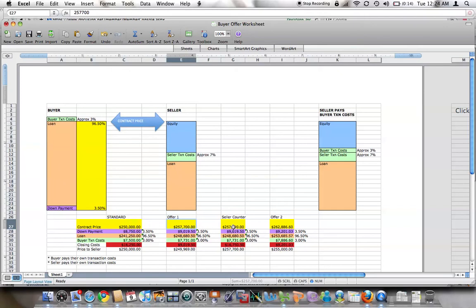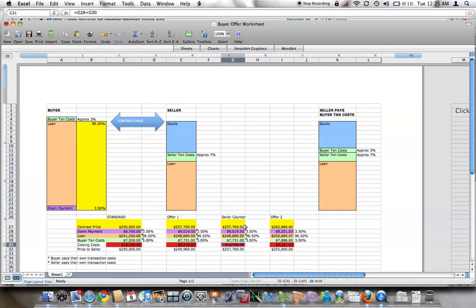Well, in this scenario, the seller countered and said, you know what, buyer, you go ahead and pay your own closing costs. We don't want $250. We want a price to me of $257, and you pay your own closing costs, which is represented by that, which is, again, transaction cost plus the down payment. So the buyer had to come up with $16,000 instead of the $9,000.